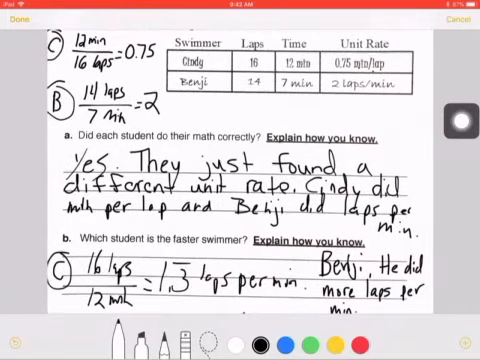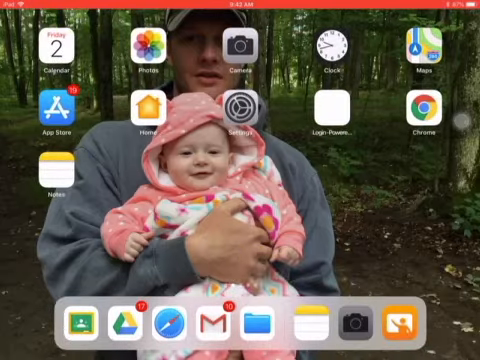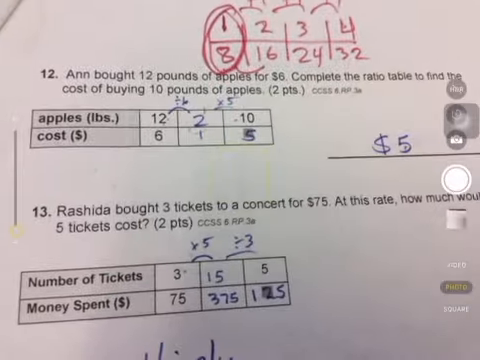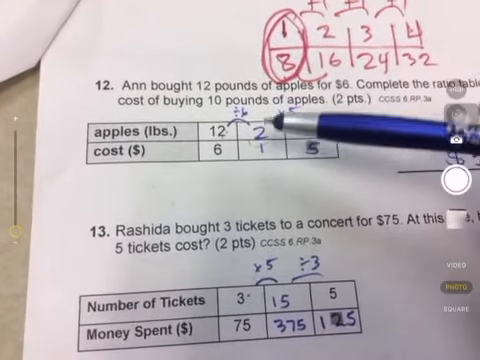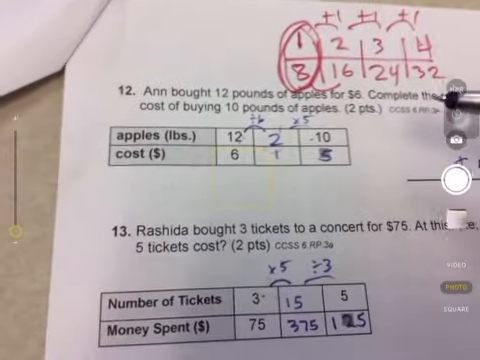Alright, let's keep going here. For the ratio tables on the next page, it's going to show you some answers here. Okay, if you look at the top one, the answer should be $5. Okay, there are a lot of ways you could do your work, but remember, we only are allowed to multiply or divide on these. So if you look at mine, that's one way.